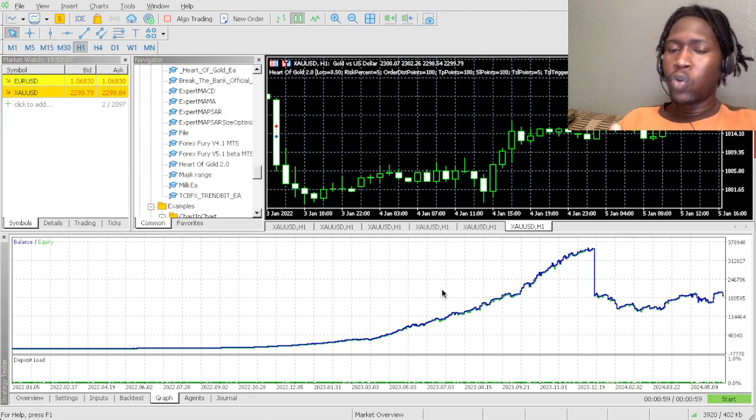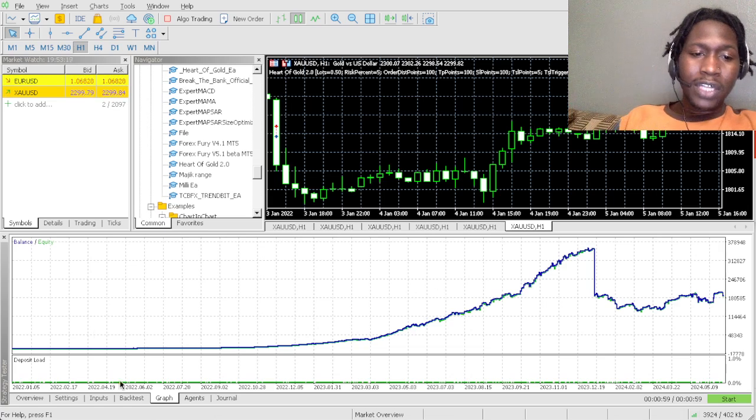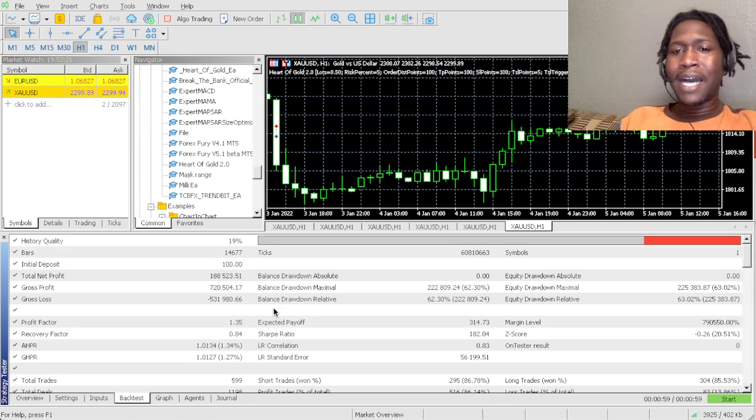So basically, I'm showing you guys that this is me backtesting based on real tick data, showing you that the How to Gold EA is profitable month in and month out, right? So let's go to the backtesting data. This is the backtesting data. History quality, 19%. Doesn't really matter.